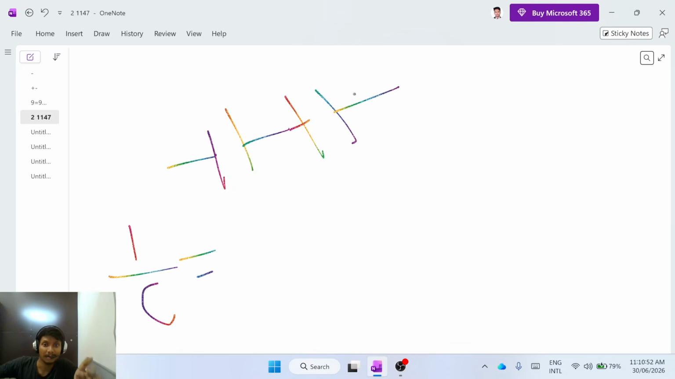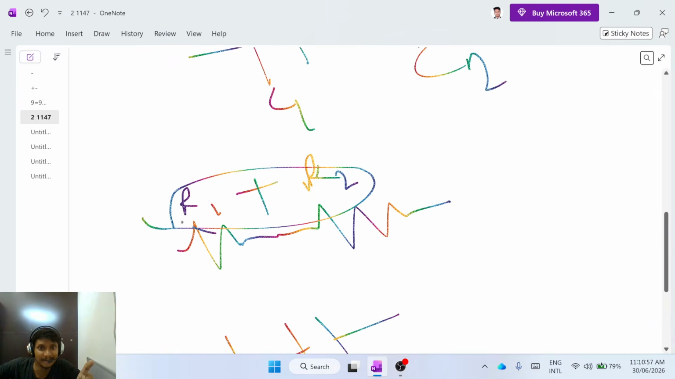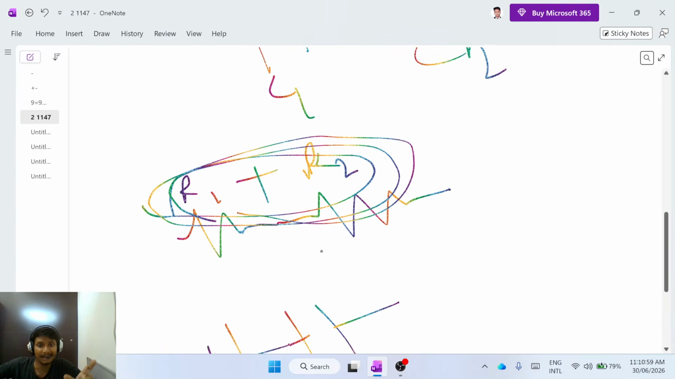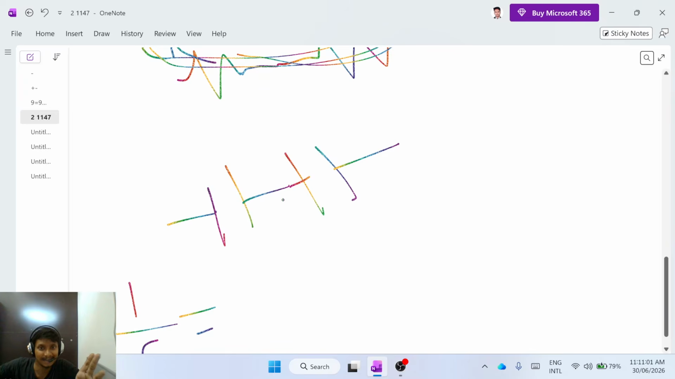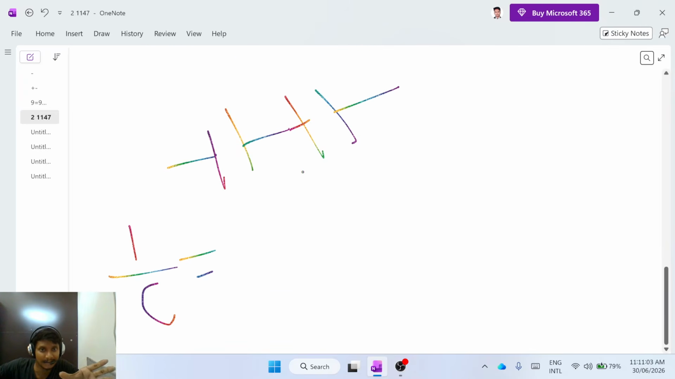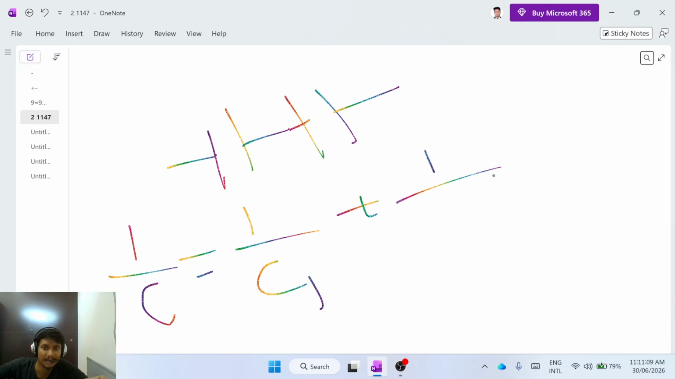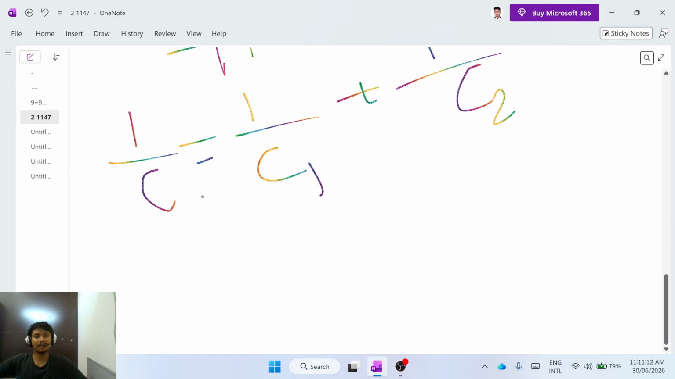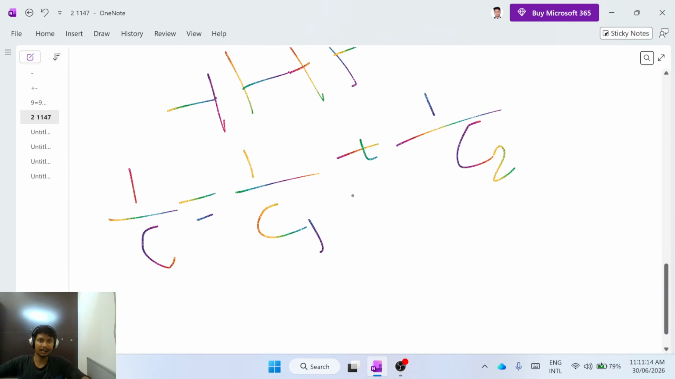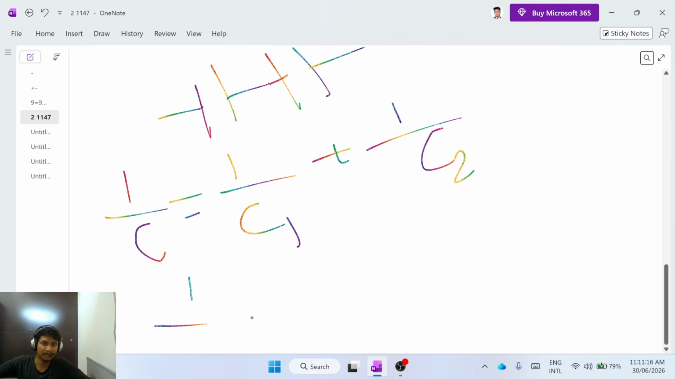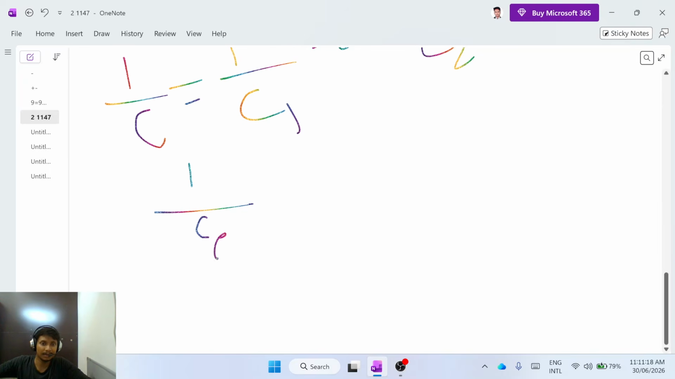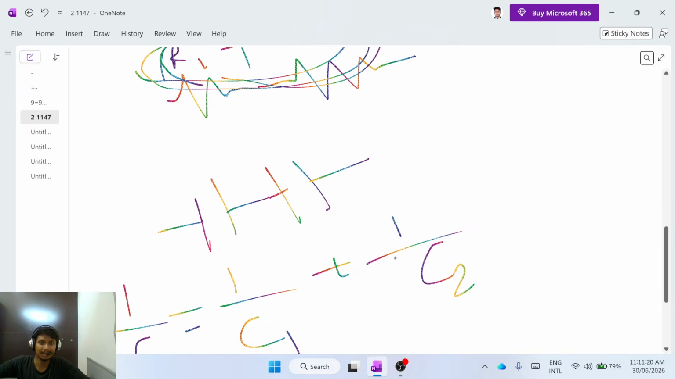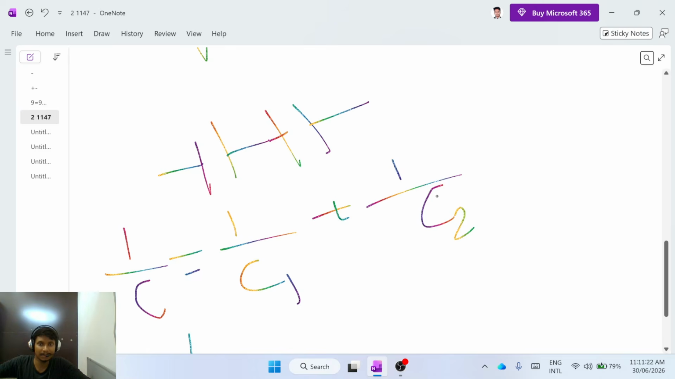Some students get confused here. They use the same equation, addition, here also. Don't use it like that. If the capacitors are in series connection, you must use this equation: 1 by C is equal to 1 by C1 plus 1 by C2. If there are three capacitors, it will be 1 by C equivalent is equal to 1 by C1 plus 1 by C2 plus 1 by C3.